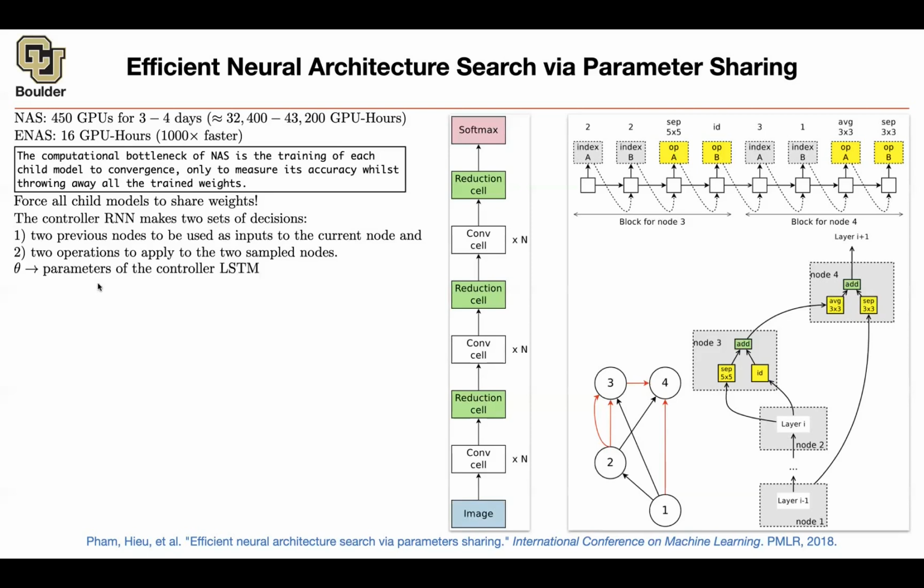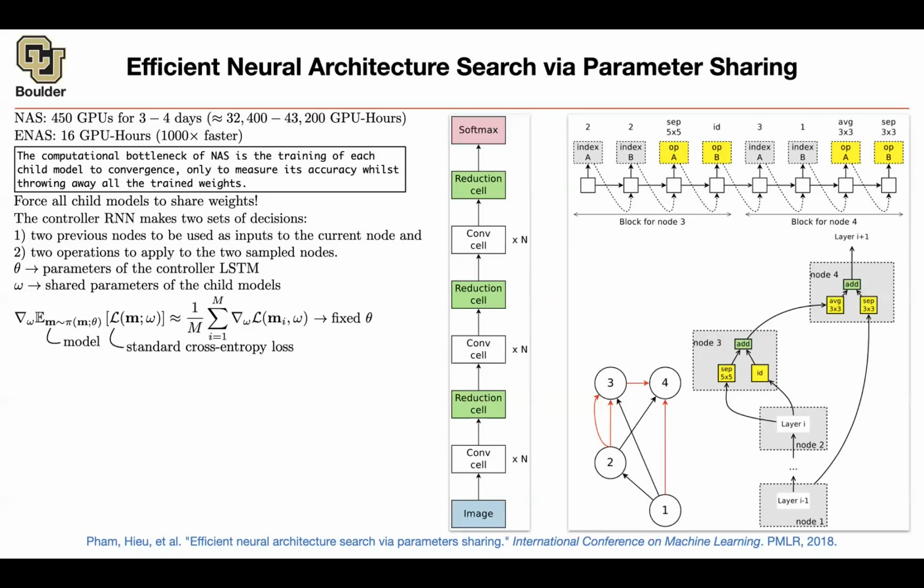Okay, now what are the parameters? Let's set theta to be the parameters of your controller. So these are the parameters of your RNN or LSTM. And then you're going to have some parameters that are shared between every single child in your architectures. So you're going to be saving your children and their corresponding weights, and let's call them W. And these W's are shared from one model to the next model. What are you going to do? First, you're going to fix your controller. So fix theta. So you're going to be able to sample models from your controller.